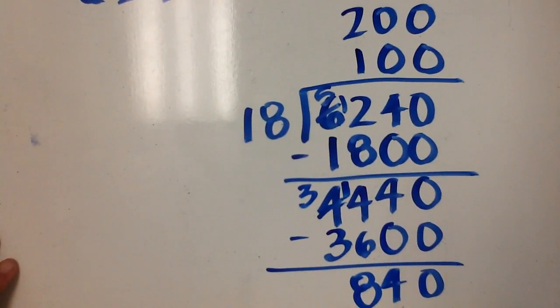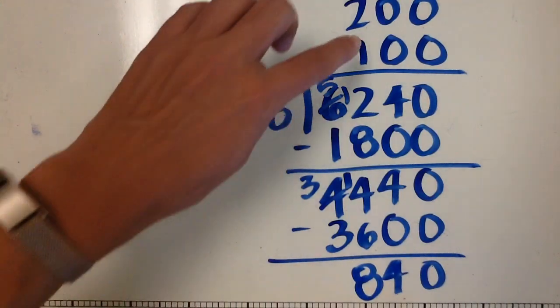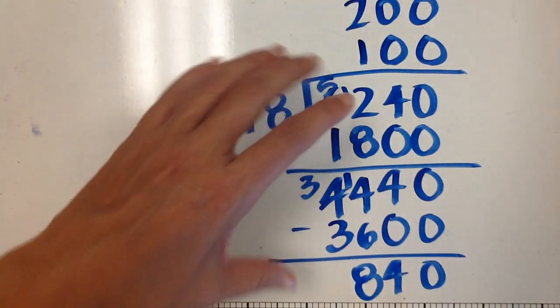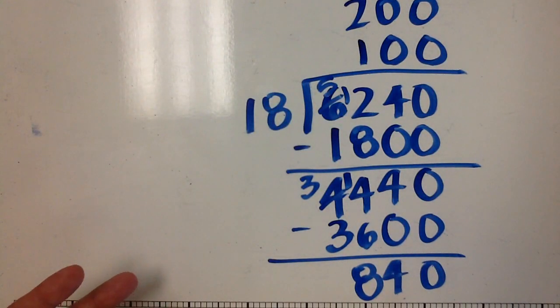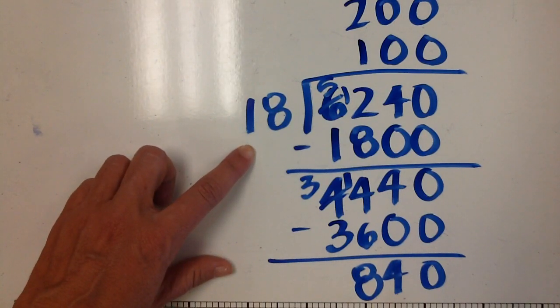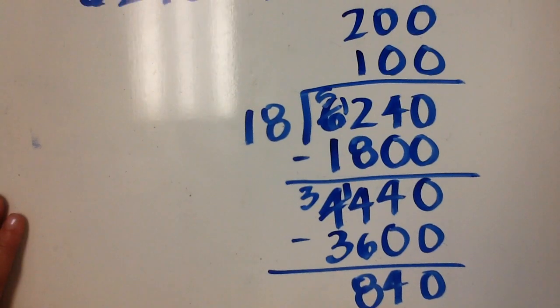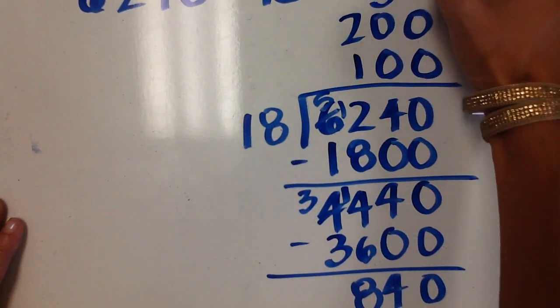And I'm left with 840. So I know I don't have enough to get another 100 groups out of this, so this is where I'm going to go to my multiples of 10. So I know that 10 groups of 18 will give me 180, which I have plenty for this. So I'm going to try some other multiples of 10. So I'm going to try 50 groups of 18.